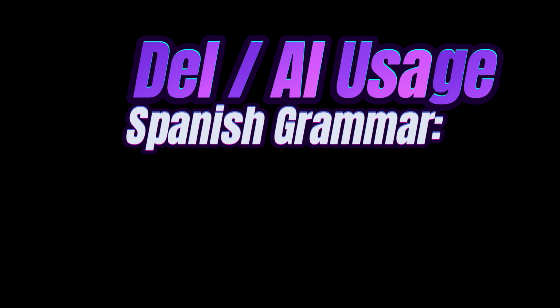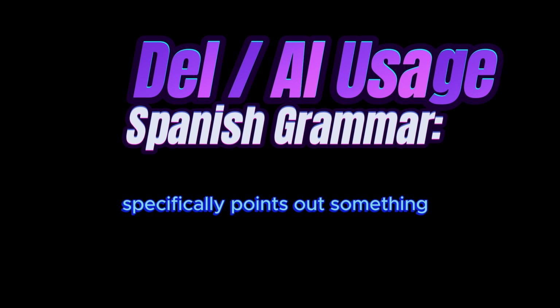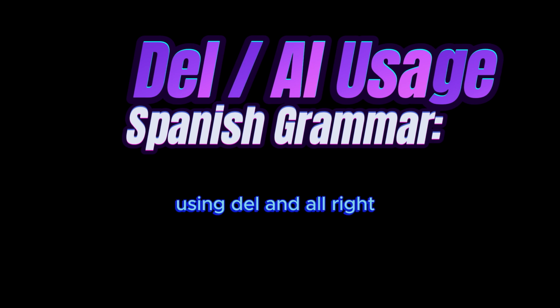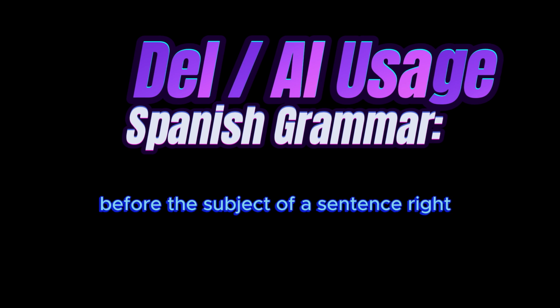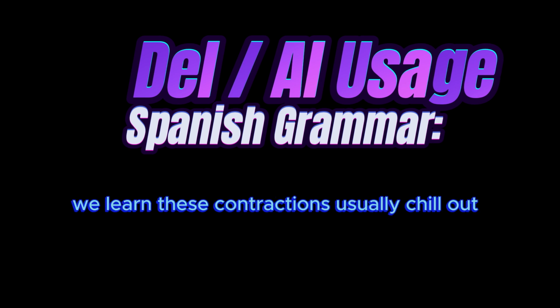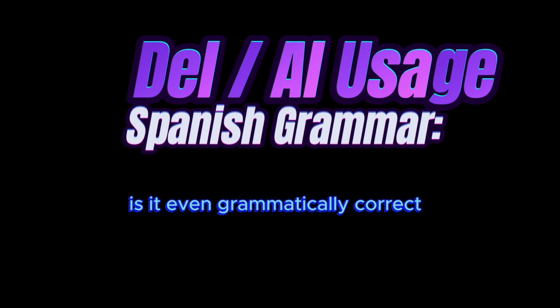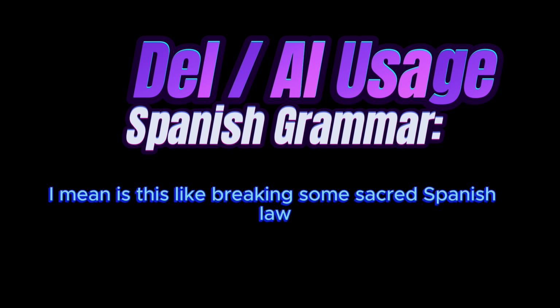Now, the listener's question specifically points out something you wouldn't typically find in a textbook: using del and al right before the subject of a sentence. In our Spanish classes, we learn these contractions usually after a verb or a preposition. So is it even grammatically correct to put them before the subject? Is this like breaking some sacred Spanish law?